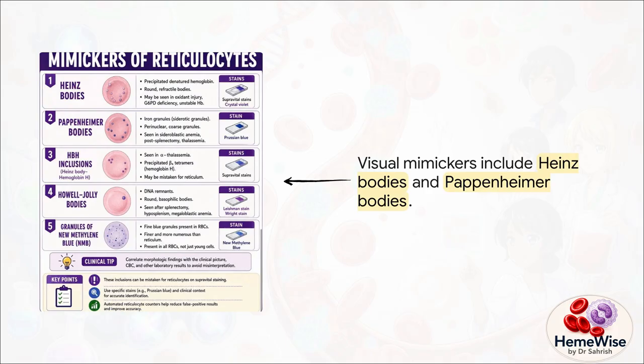We've got Heinz bodies, which are precipitated denatured hemoglobin seen in things like G6PD deficiency. They look like these round, refractile bodies. Then there are Pappenheimer bodies, those coarse iron granules we see in sideroblastic anemia. We also have to watch out for hemoglobin H inclusions in alpha thalassemia, and Howell-Jolly bodies, which are those perfectly round, basophilic DNA remnants you often spot after a patient has had a splenectomy.